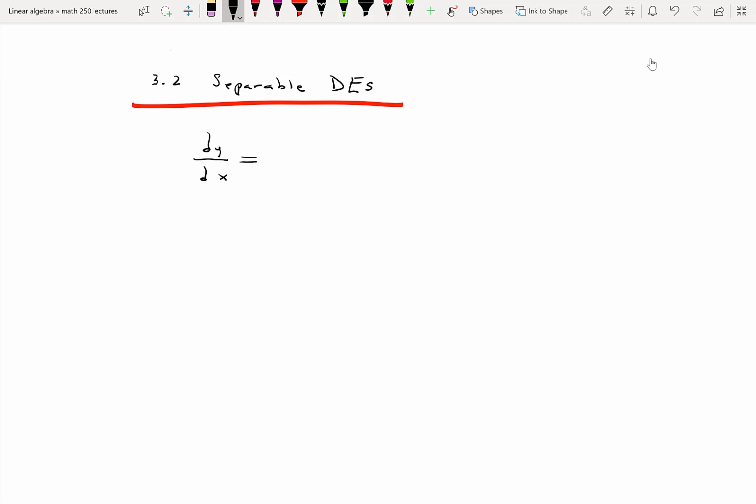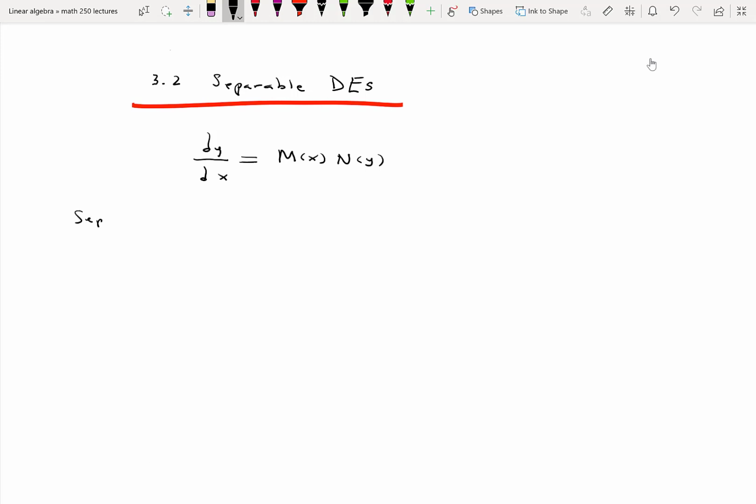Suppose our differential equation can be written in the form some function m of x times some other function n of y. This type of differential equation is called separable. The differential equation is dy/dx equals one function of x times one function of y. So obviously, not every differential equation is of that form.